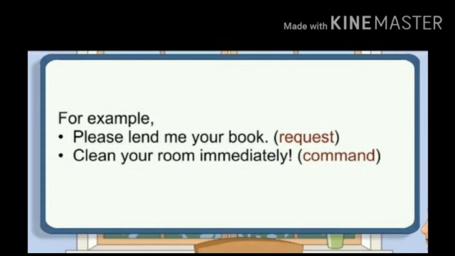For example, please lend me your book. This sentence is a request and it is ending with a full stop. Another example is clean your room immediately. This sentence is a command and it is ending with an exclamation mark. Both these types of sentences are imperative sentences.